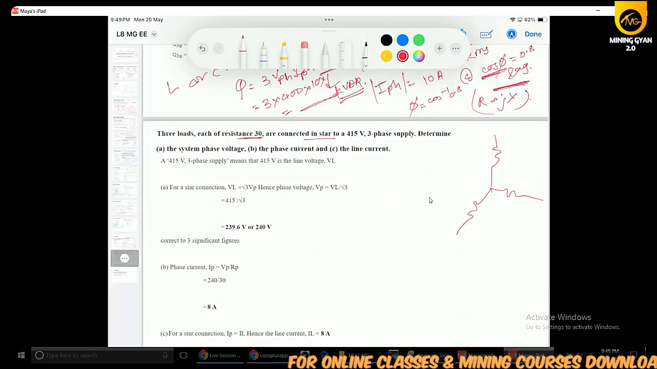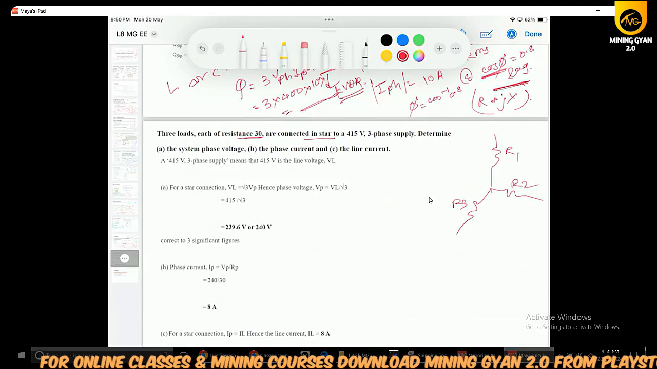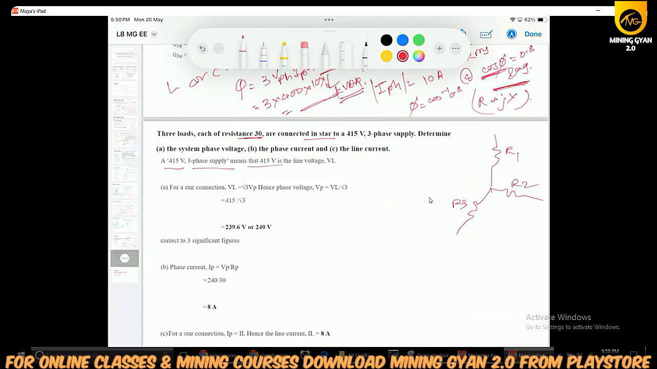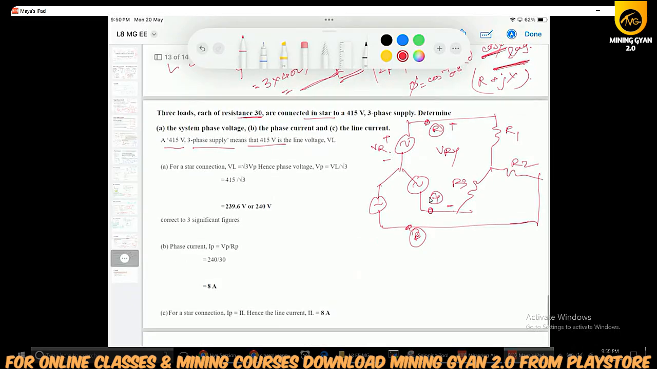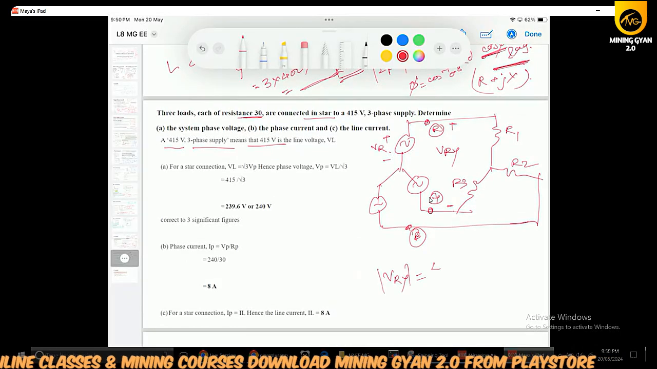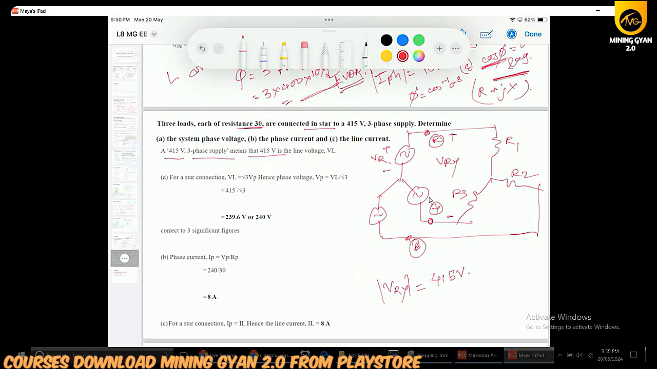This is the star connection, R1, R2, and R3 to a 415 volts three phase supply. So 415 volts three phase supply means 415 volts is the line voltage. If it is R phase, Y phase, and B phase, VRY is the line voltage, and VR is the phase voltage. They will always give the line voltage value, and its value is 415 volts, already given. Then what they are asking, determine the system phase voltage.